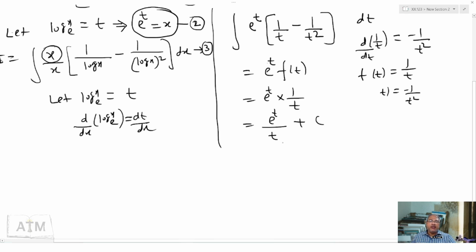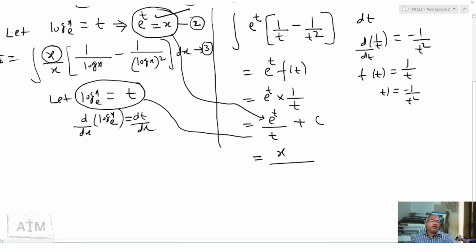Now e raised to t is nothing but x. So in place of e raised to t write down x, and in place of t you see here is the x and here is the log x, that is log x to the base e plus c. This is the final answer.